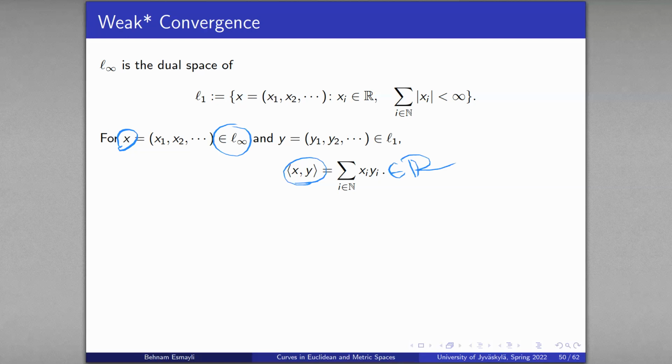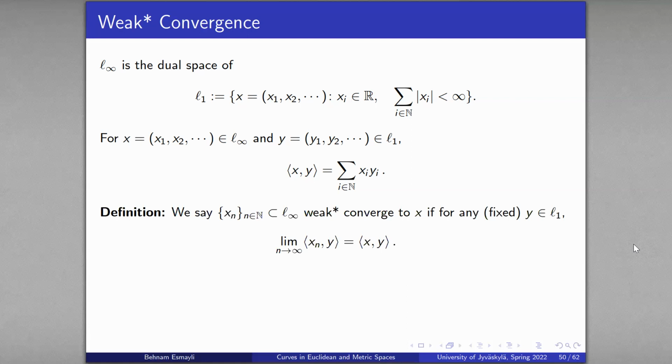The x_i's are bounded. You can put the worst bound there, and then even if you take the absolute values of the y_i's, because of this, they are convergent. And you can see that this is bilinear. It's linear both in x and in y. So that is the pairing between L infinity and L1. The fact that L infinity is the dual space of L1 means that basically all linear maps from L1 to real numbers come from such a description.